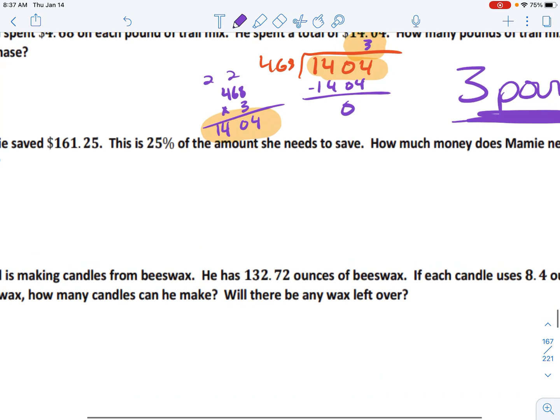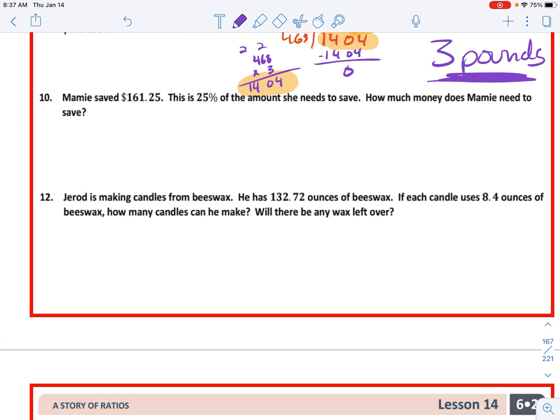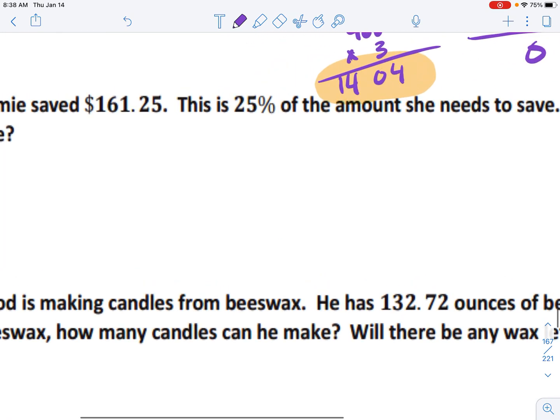Okay, let's look at number 10. Number 10 says Mammy saved $161.25. This is 25% of the amount she needs to save. How much money does Mammy need to save? Well, they're trying to trick you here. Okay? They're giving you 25% instead of a decimal, but we already know how to convert percentages to decimals. Okay, so 25% as a decimal is just 0.25.